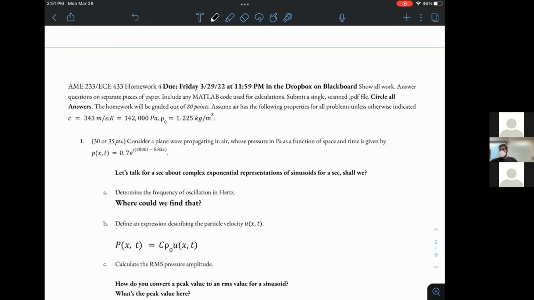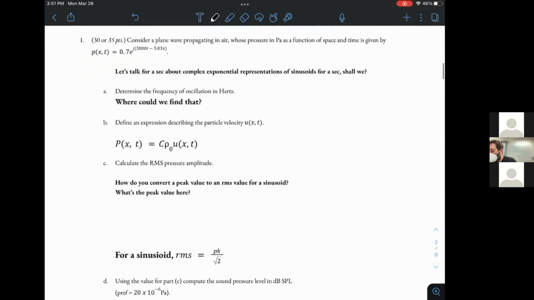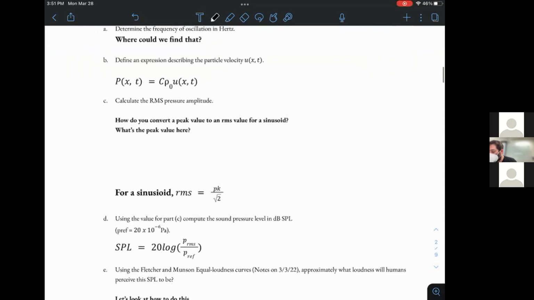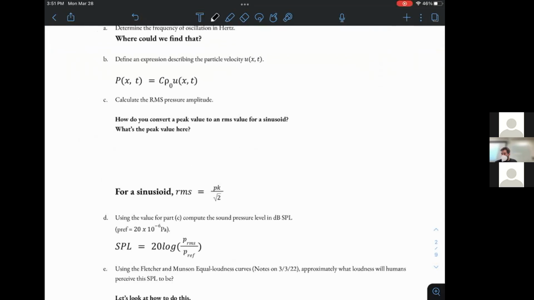Is that the value you saw, the 0.7? Yeah, I took the square root of the particle velocity. Oh, no, just the pressure here. Yep. I got a way smaller number for it.